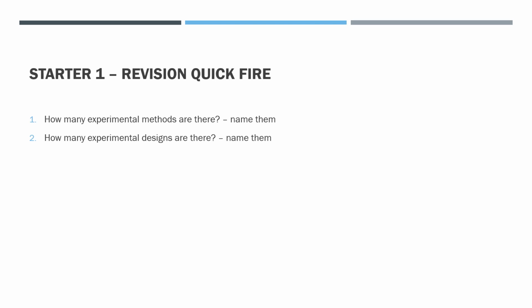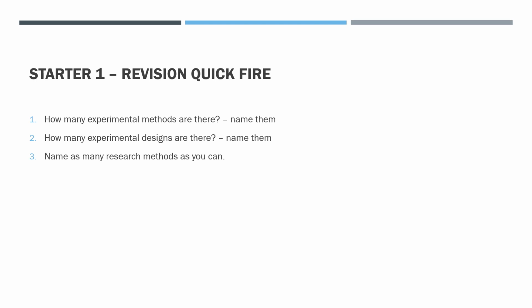Number 2, how many experimental designs are there? Name them. Go. So the answer then, there are 3. That is independent groups, repeated measures and matched pairs.